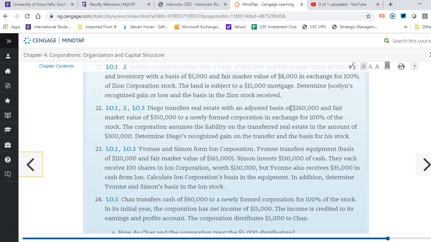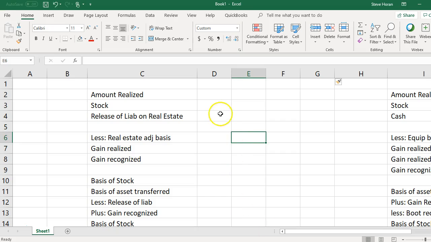So remember why he's doing this and part of what the chapter is about. He is going to form a corporation, and to do that he's going to transfer property he already owns, the basis, the fair market value, and then of course there's also a liability in the property. So all those have to come into play to determine what that is. So I've got an Excel spreadsheet ready to go to figure that out, so we can see what will happen here.